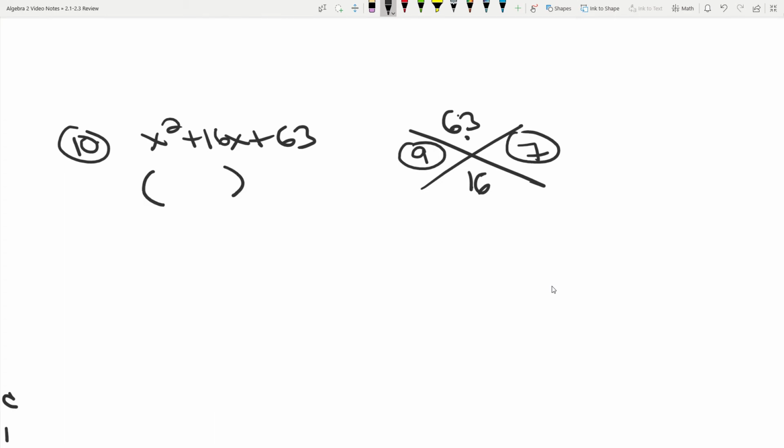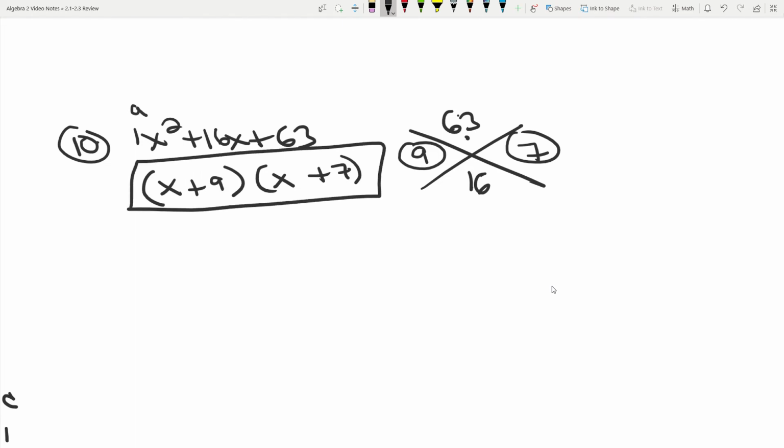So now we can go straight to our double parentheses, x in each side. Notice that this is not AC method because a is 1 here, okay? So now we got x plus 9 and x plus 7. Done. That's it. That's all they were asking for.